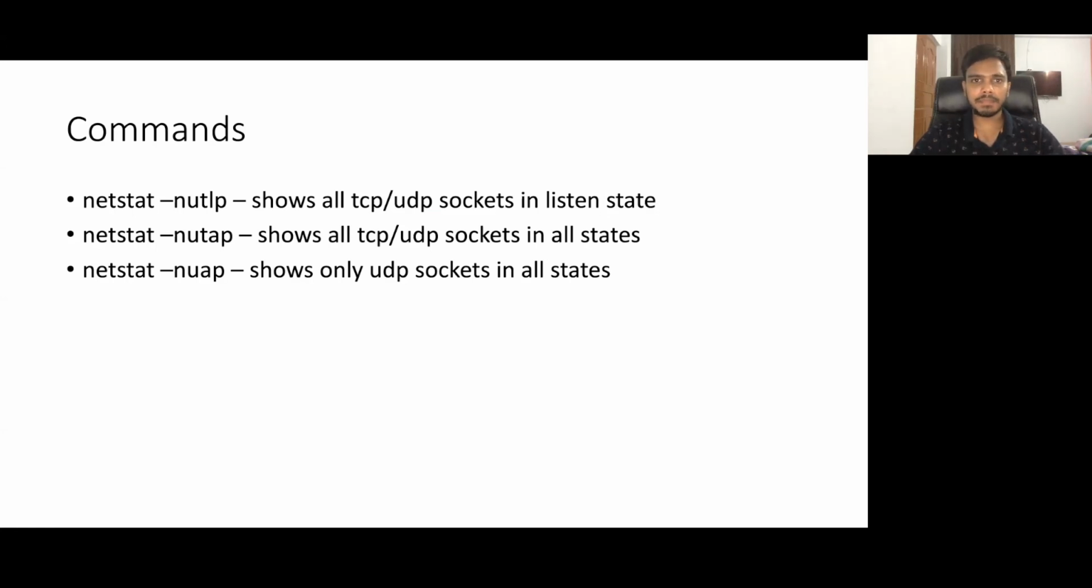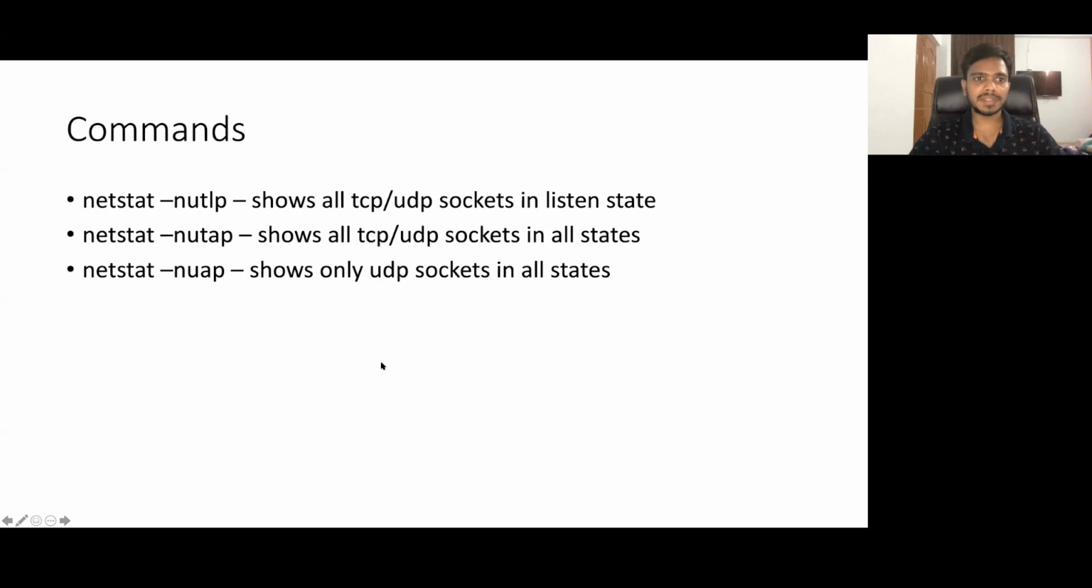Here I have shown you examples of three commands. If you see netstat -nutlp, these are the flags that you can use with the netstat command. This shows all the TCP and UDP sockets in listen state. Similarly, if you use the flags -nutap, it shows all the TCP and UDP sockets in all the states, not only listen state. L is for listen here, A is for show me all the states. Then you can use netstat -nuap. This shows only the UDP sockets in all the states. In -nutlp, N is for numerical, show me only the numerical values, U is for UDP, T is for TCP, L is for listen, P is for process. That's how you can use the netstat command.